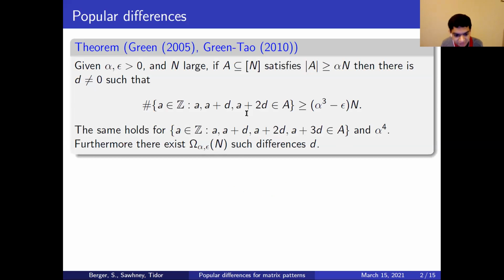So let me recall Szemerédi's theorem, or rather a specific variant of Szemerédi's theorem, which is only true, as it turns out, for 3-term arithmetic progressions and 4-term arithmetic progressions. Suppose that we have a subset of the first n integers which has positive density. Szemerédi's theorem tells us that there is some k-term arithmetic progression inside of the set.